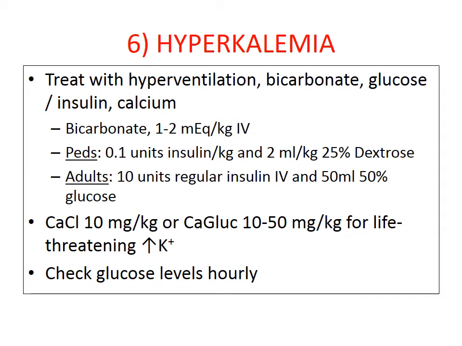For insulin, the recommendation by the society was to give 0.1 units of insulin per kilo and 2 milliliters per kilo of D25, 25% dextrose. In adults, 10 units of regular insulin IV and 50 mils of D50 can be given. Calcium chloride or calcium gluconate, if life-threatening hyperkalemia exists: calcium chloride in doses of 10 milligrams per kilo and calcium gluconate in doses of 10 to 50 milligrams per kilo. And then be sure to be checking your glucose levels hourly, which I'm sure if you're checking ABGs, you'll be checking that as well.